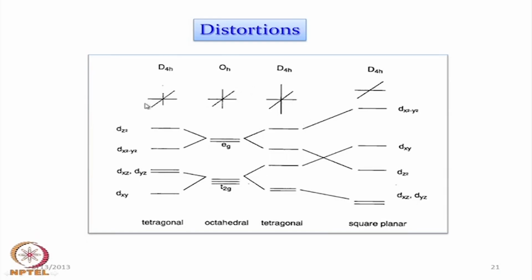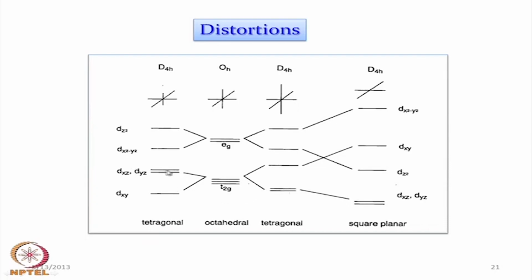And now if we go in the opposite direction, that is known as tetragonal compression. So this is tetragonal elongation on the right hand side, and on the left hand side it is tetragonal compression. So in the case of compression, the ordering is completely reversed compared to the elongation.